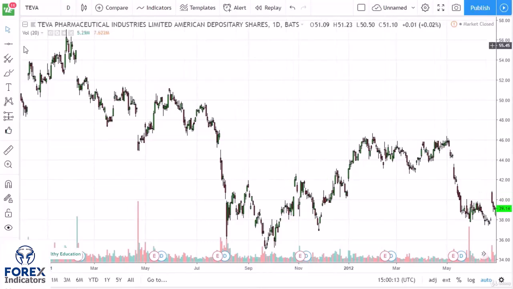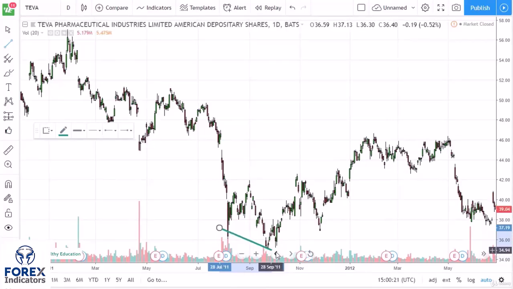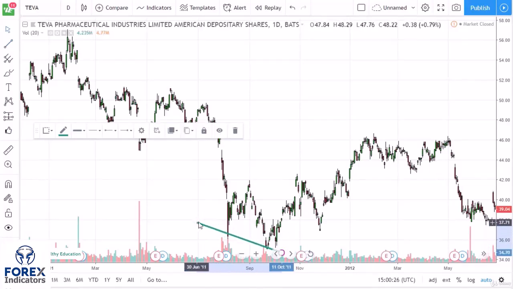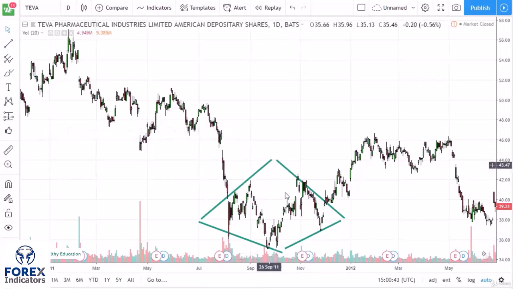Now here in Teva Pharmaceuticals, we have a bottom. And it's kind of sloppy, and some of these will be. You'll see this occasionally. I'll go ahead and extend this out just a little bit more. And there you go. It's a diamond bottom. And what's happened is we've sold off, and then there's just a lot of indecision, and then we broke higher.